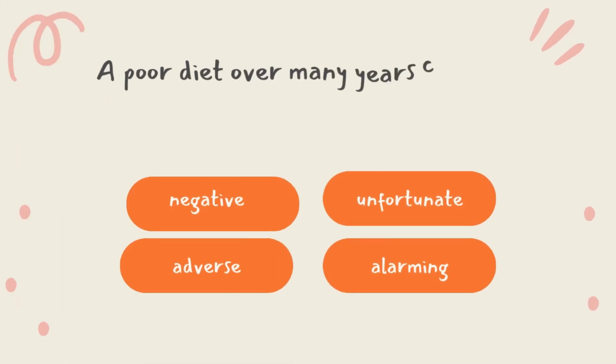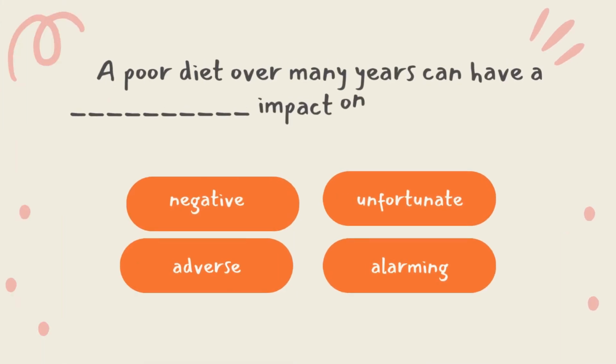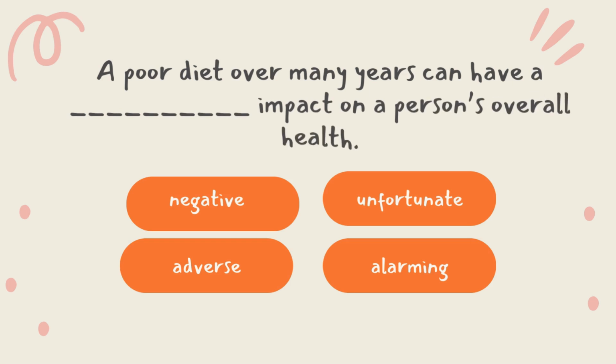Moving on to question 4. A poor diet over many years can have a blank impact on a person's overall health. Is it A. a negative impact, B. unfortunate, C. adverse, or D. an alarming impact?